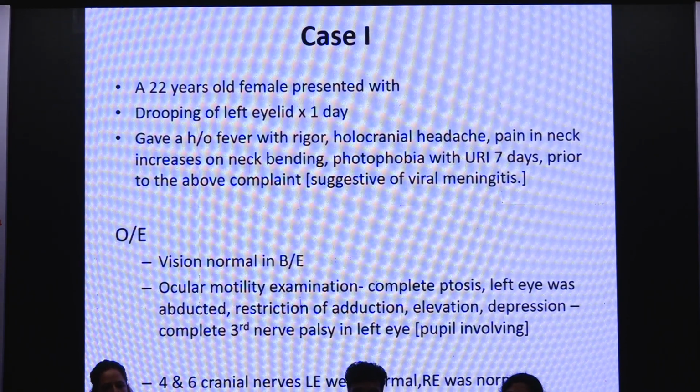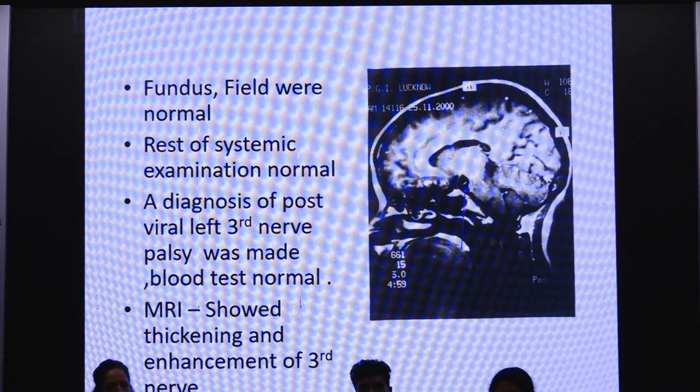So when she came to us, when we examined her, acuity was normal, the ocular motility was very much suggestive of a left third nerve palsy, while the rest of the cranial nerve, neuro-ophthalmic examination, ocular examination, and neurological examination were normal. So we made a diagnosis of post-viral left third nerve palsy, and blood tests were normal. But still, as nerve palsy following viral meningitis is not very common, we got the neuroimaging done to rule out any structural cause for that.